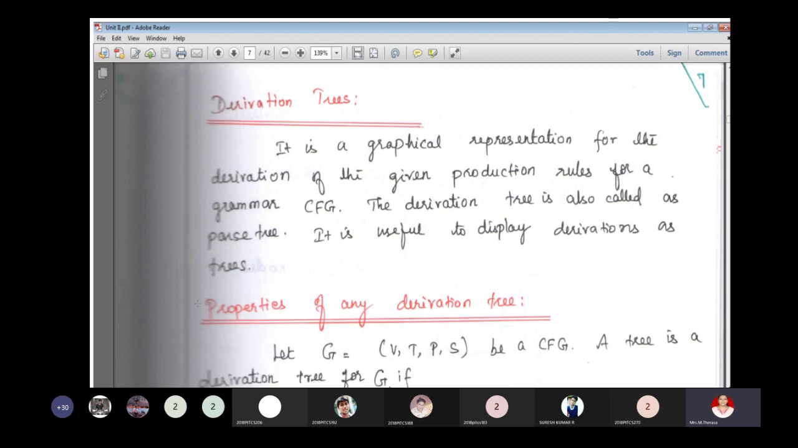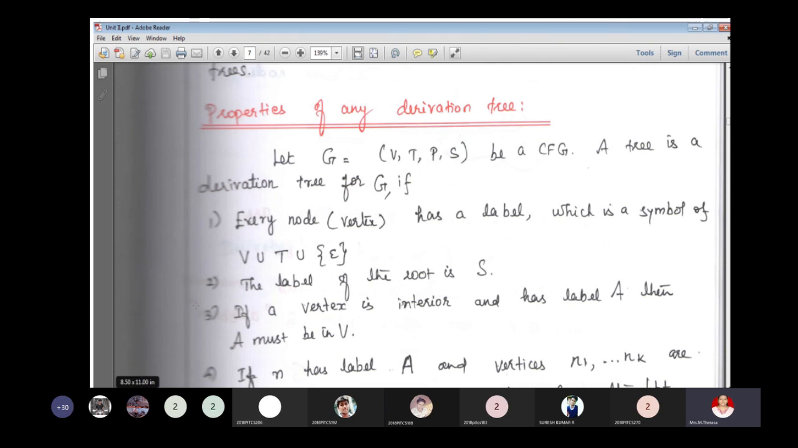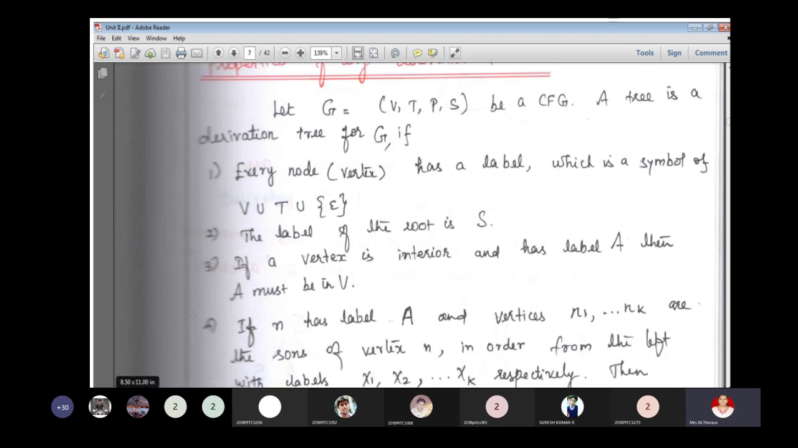Next we'll see the properties of any derivation tree. Let G equal V, T, P, S. Just take a grammar with the 4 tuples: variables, terminals, productions, and start symbol, a context-free grammar. A tree is a derivation tree for G if it has these properties. Number 1: every node, that is every vertex of the graph, has a label which is a variable, union terminal, union epsilon. So the label can be a variable or a terminal or epsilon. This is the first property.